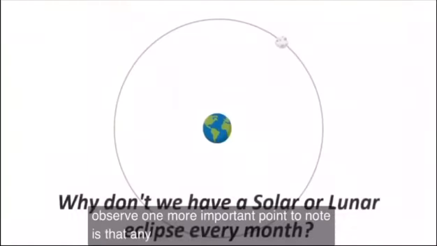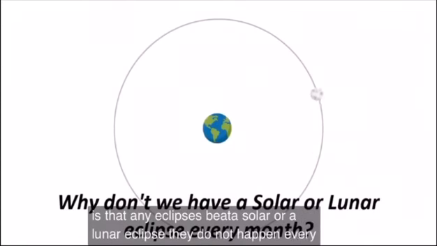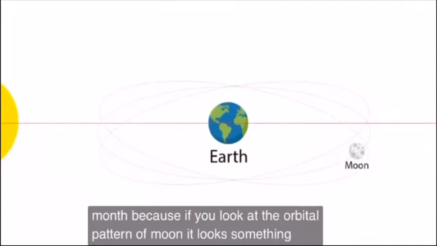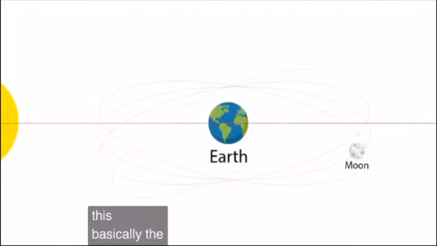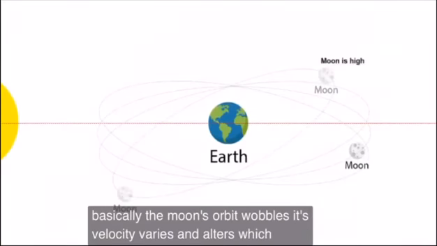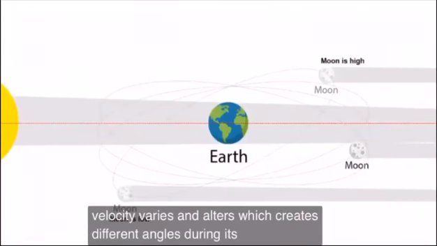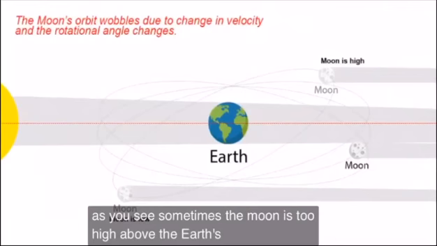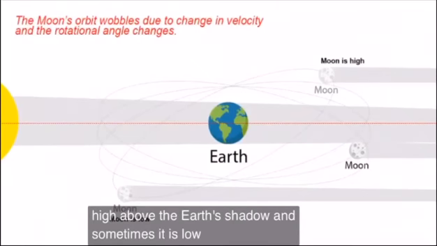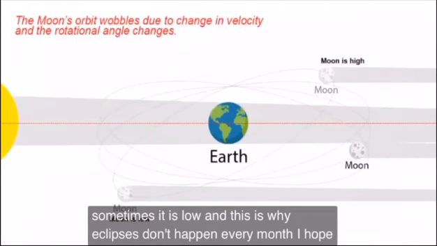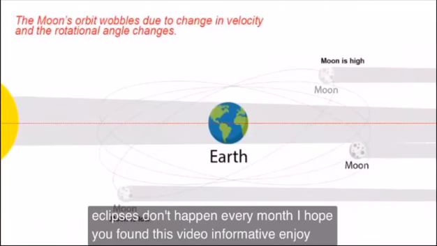One more important point to note is that any eclipses, be it a solar or a lunar eclipse, do not happen every month, because if you look at the orbital pattern of moon, it looks like this. Basically, the moon's orbit wobbles, its velocity varies and alters, which creates different angles during its rotation. And as you see, sometimes the moon is too high above the earth shadow and sometimes it is low, and that is why eclipses don't happen every month.